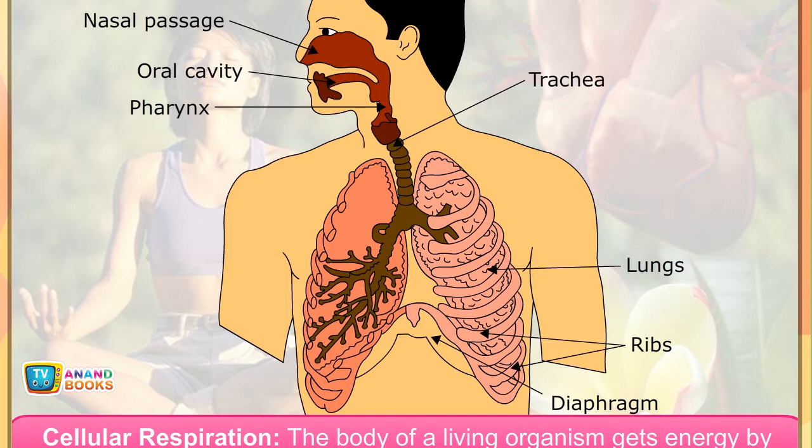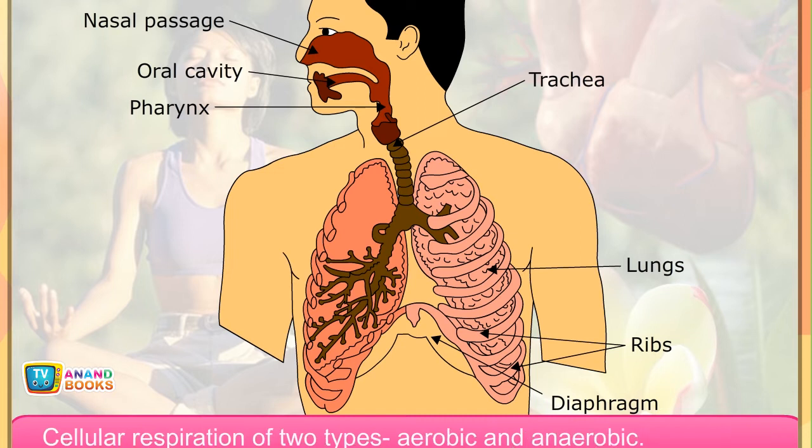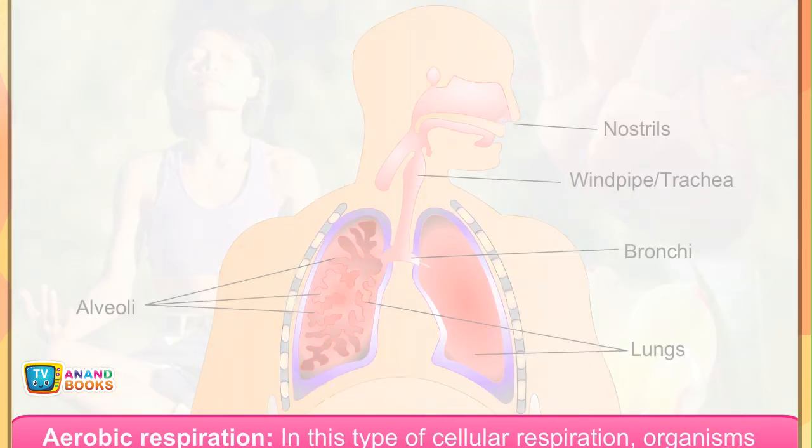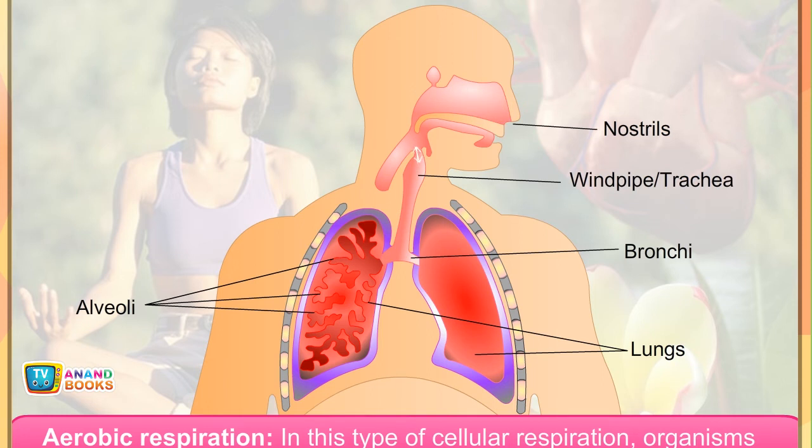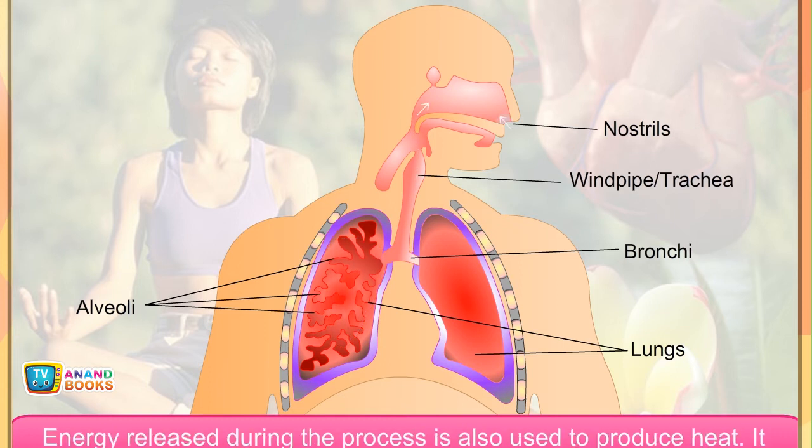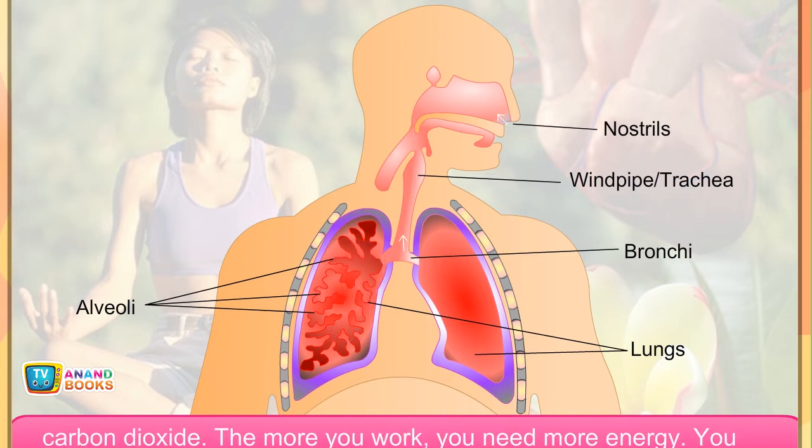Cellular respiration. The body of a living organism gets energy by burning glucose in the cells. It is called respiration. Cellular respiration is of two types, aerobic and anaerobic. Aerobic respiration. In this type of cellular respiration, organisms use oxygen to release energy from glucose molecules. Energy released during the process is also used to produce heat. It keeps the body warmer. Energy is accompanied by water and carbon dioxide.